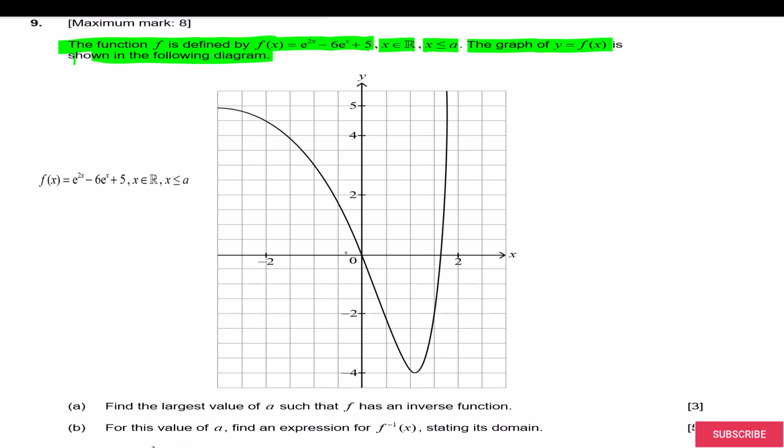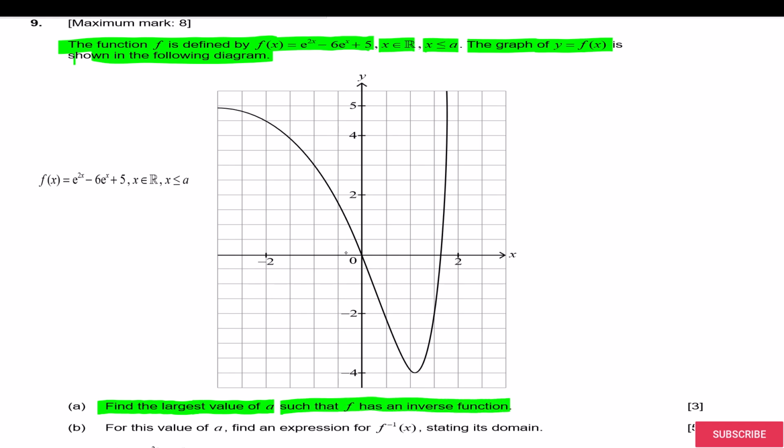And now they have given the diagram here. Before approaching the question, we can see this graph has one minimum point, and we can see it is not a 1-1 function because it will not satisfy the horizontal line test. So let's see the question. Part A is find the largest value of a such that f has an inverse function. So it's like finding the largest value of a, for which a is a part of the domain.